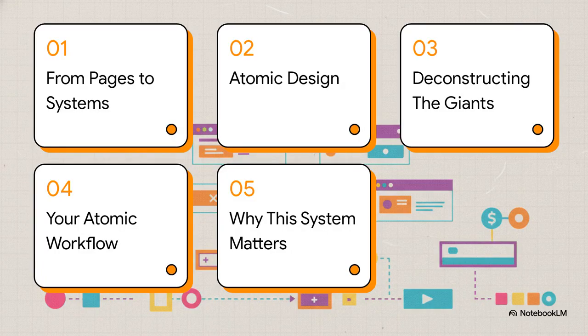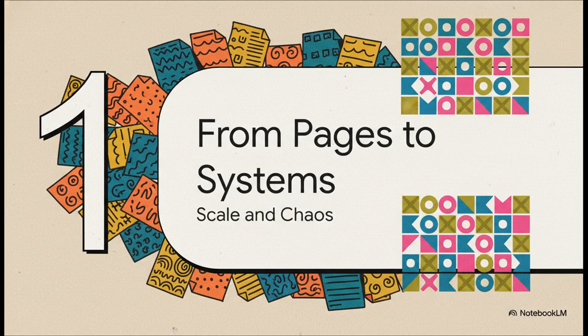fix it all. Okay, so here's the game plan for today. First, we're going to really understand the problem, that big shift from pages to systems. Then we'll dive into the core theory, which is atomic design. After that, we'll see it in action, breaking down how the big guys like IBM and Google pull it off. Then we'll get practical, looking at your workflow and tools. And finally, we'll wrap it all up by talking about why this matters so much for you and the products you build. All right, let's jump right in.